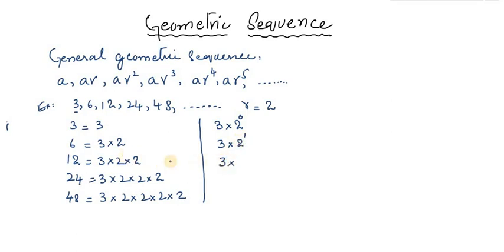Similarly, the third term we can write as 3 multiplied by 2 into 2. The rule is if the base is the same then we can add the powers. Here is 2 to the power 1 and 2 to the power 1, so we write 1 plus 1, 3 multiplied by 2 to the power 2. Similarly, in the fourth term we can write 3 multiplied by 2 to the power 3, and the fifth term is 3 multiplied by 2 to the power 4.